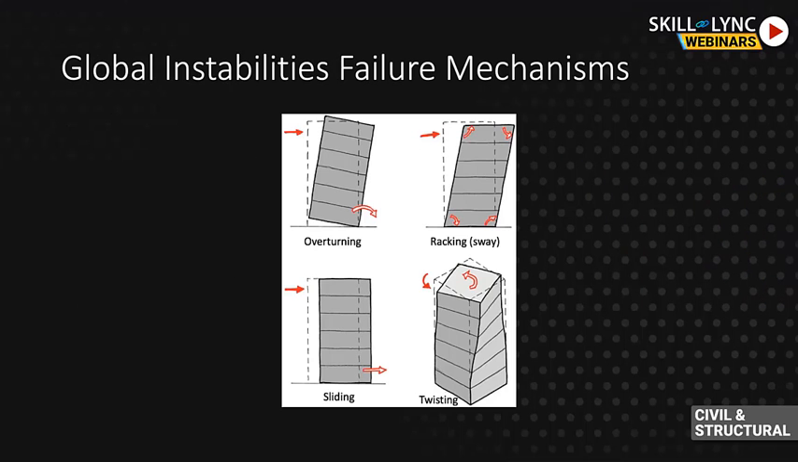So this slide illustrates the main global instability failure mechanism that your structure needs to be designed against. So you have overturning of your structure, racking sway, which we will focus on in this webinar, sliding of your structure, and twisting, again, which is related to the lateral stability system, so the topic of this webinar.